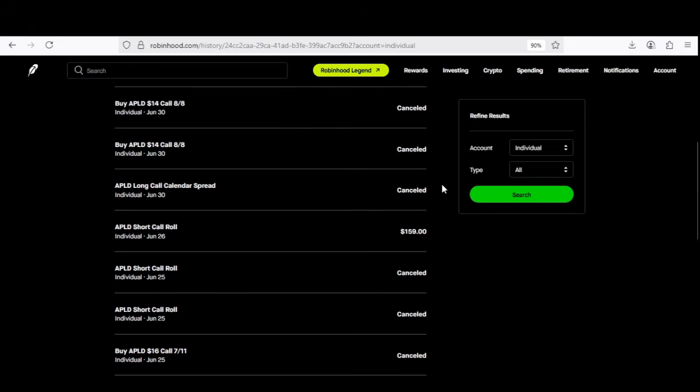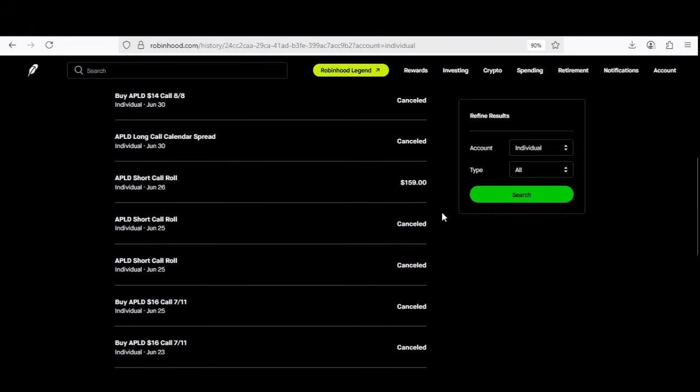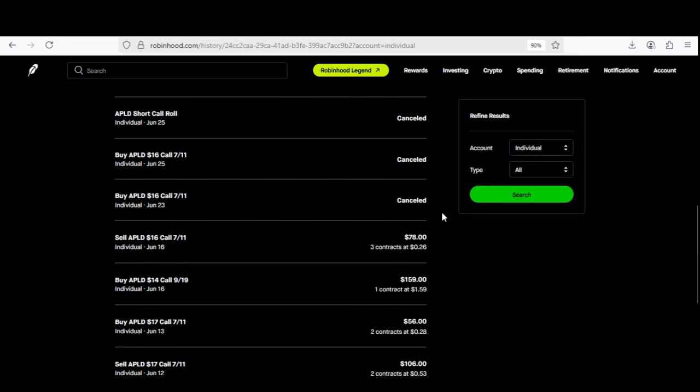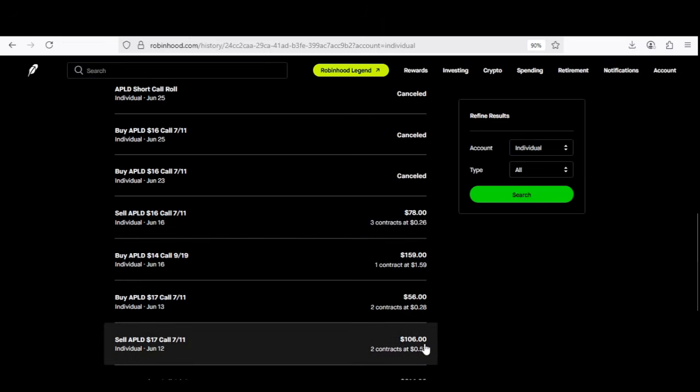So let's go ahead. We just had $87 right here. We have another $159 right here. Let's go down even further. This is a sell. This is $78 here. And we have 106 here. So that is the amount of money I've made thus far since I bought these contracts on June 6th. So that is the very, very, very good, because I specialize in making consistent income.